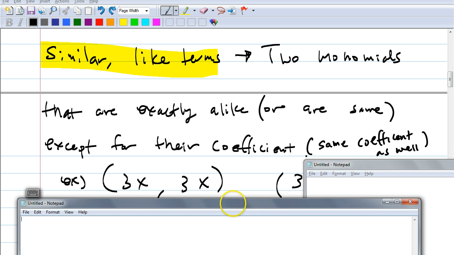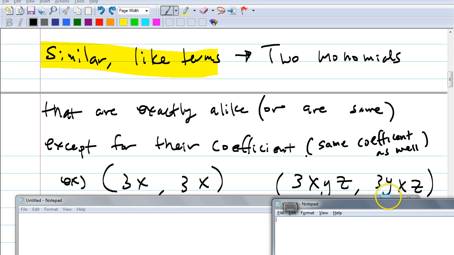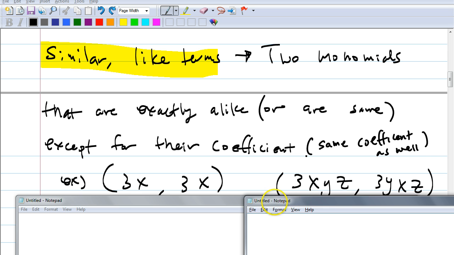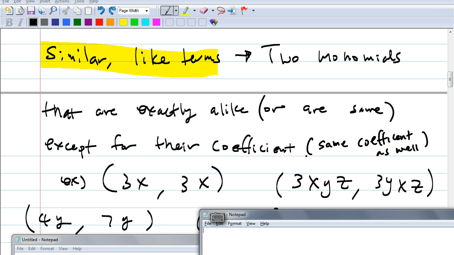So for example, here, 3x and 3x, of course. Those are like terms. 3xyz, 3yxz. Well, wait a minute, they don't look alike. This one says xyz, this is yxz. But we know that yxz could be written as xyz using the commutative property of multiplication. Very good. What about 7y and 4y? Are they like terms? Yeah, they look exactly alike except for their coefficient. And they could have the same coefficient, it doesn't matter.